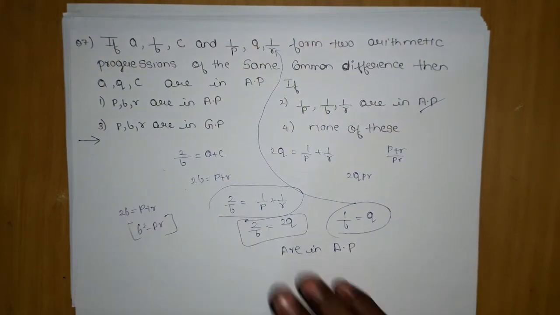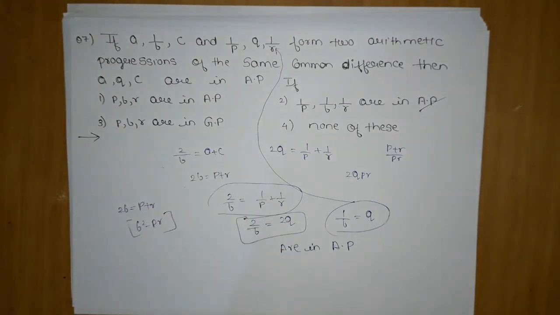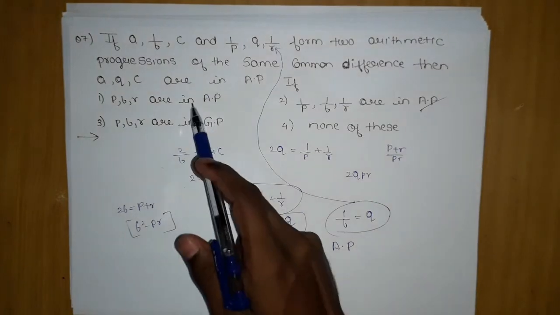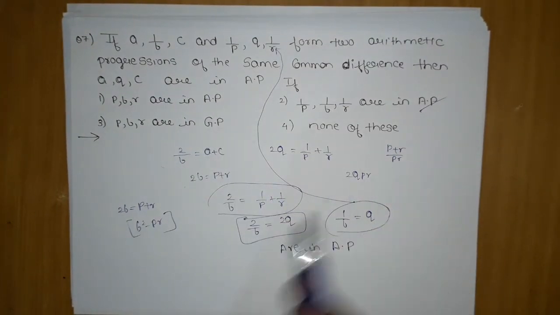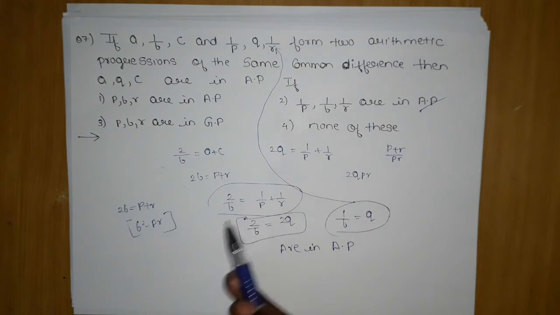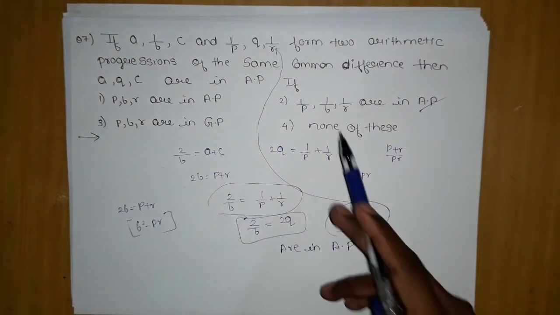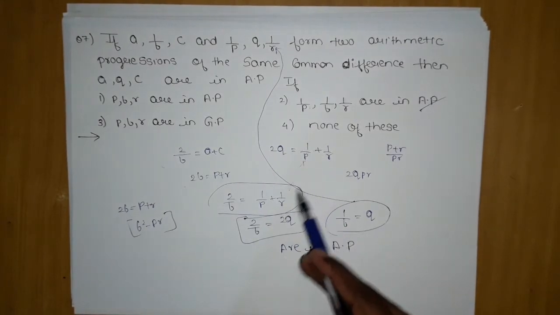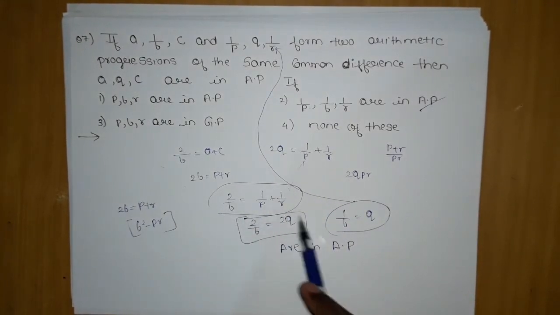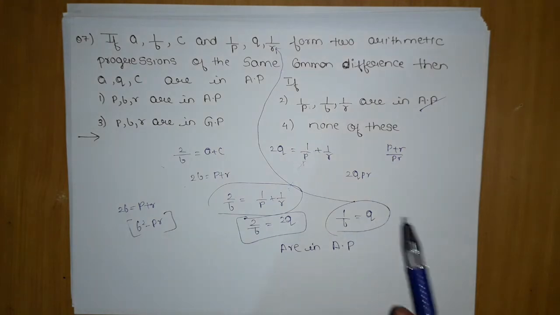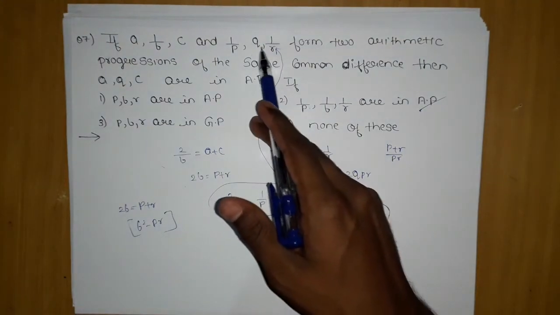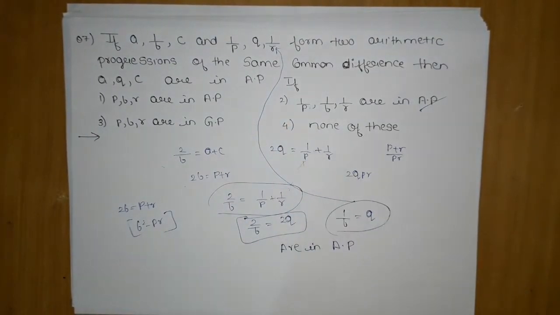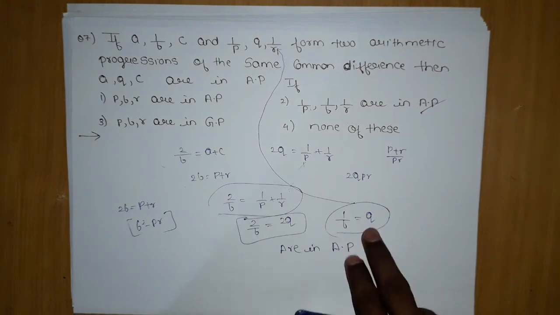How did we do it? We started checking the individual options. We verified this, and when we were verifying this, we were getting something which ended up with nothing. We were not coming to a conclusion that it is in AP. After this, we got something similar, then we substituted and got a relation which gives us 1 upon B is equal to Q. If that is possible, then it is in AP. Then we substitute Q with 1 by B, which leads us to these being in AP. So we are done with question number 7.